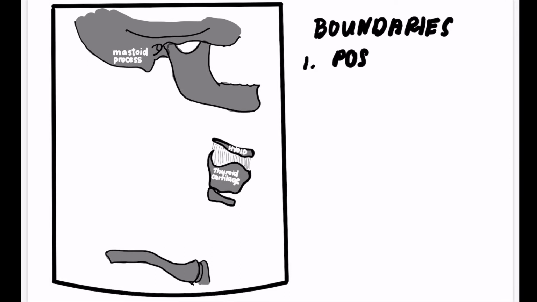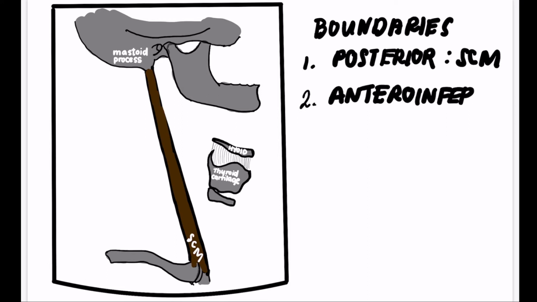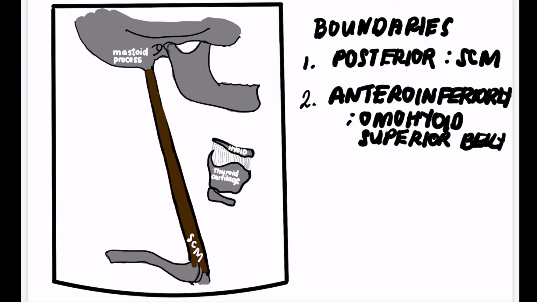Now, for the boundaries, it is bounded posteriorly by the sternocleidomastoid, which originates from the manubrium sterni and the clavicle, and it inserts to the mastoid process. Next, it is bounded antero-inferiorly by the omohyoid muscle, more specifically the superior belly. The superior belly originates from the lower border of the hyoid, and then it inserts to the intermediate tendon, while the inferior belly originates from the scapula and suprascapular ligament.